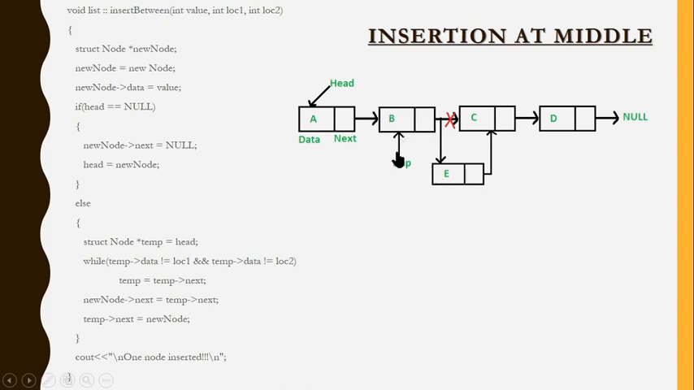So I'm using temp like the previous function. There are two connections we have to make. The C address should come here and the E address should go here. The first connection should be the right side connection.